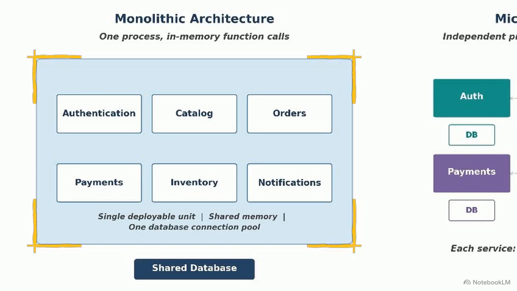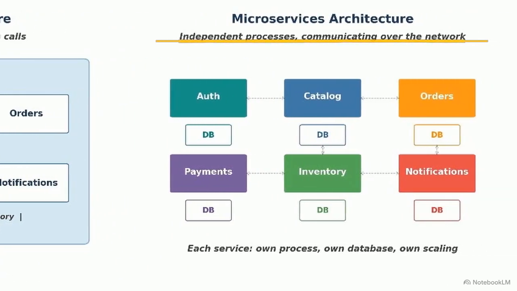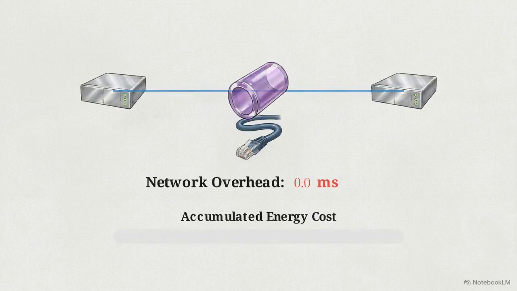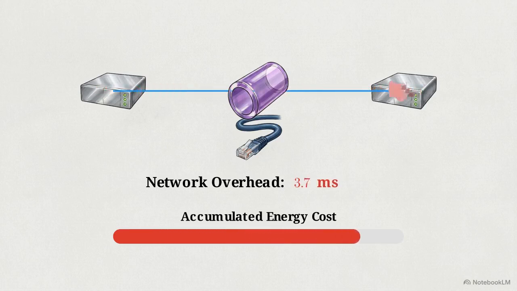On the left, monolithic architecture is a single deployable unit. Features share one database and communicate via instant in-memory calls. On the right, microservices split code into independent processes communicating over the network. Because of this structure, microservices always do more total work per request. Serializing data, transmitting it over a physical network, and parsing it on the receiving end is measurable physical work that a monolith simply does not have to do.